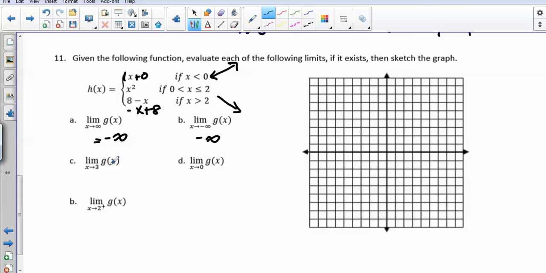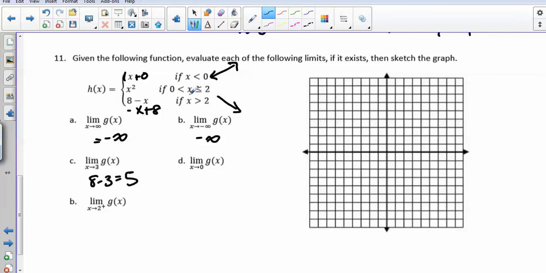The limit as x approaches 3. So as x approaches 3, that's going to be this part of the function here when x is greater than 2. And because it's linear, it's continuous everywhere. So I can just plug my 3 in, and I get 8 minus 3 equals 5.